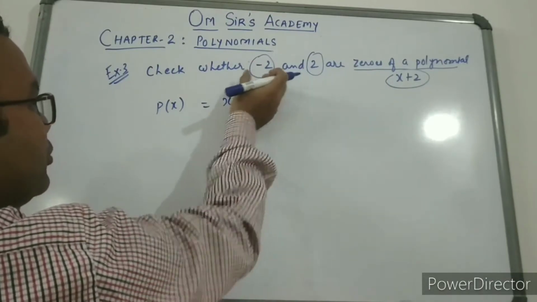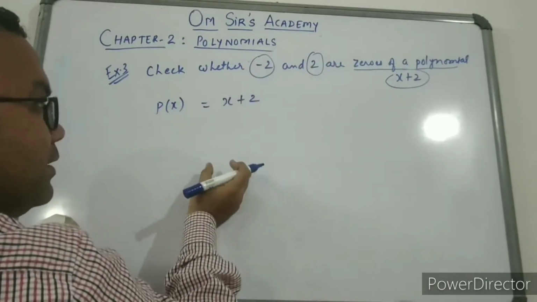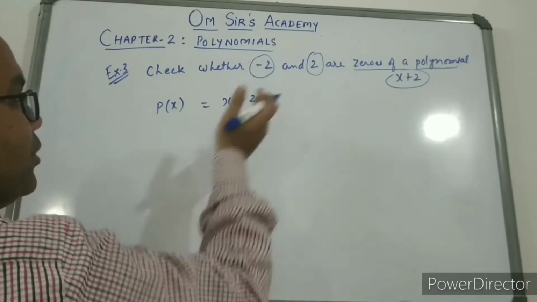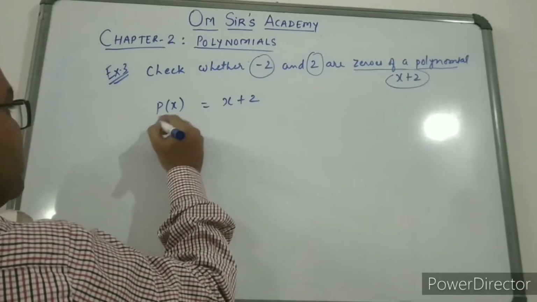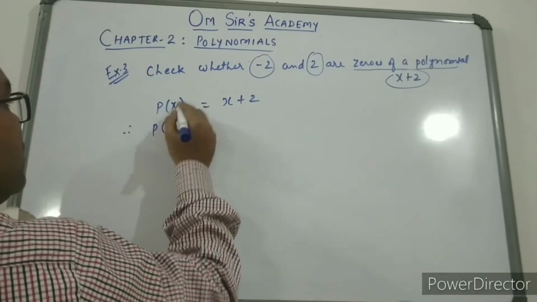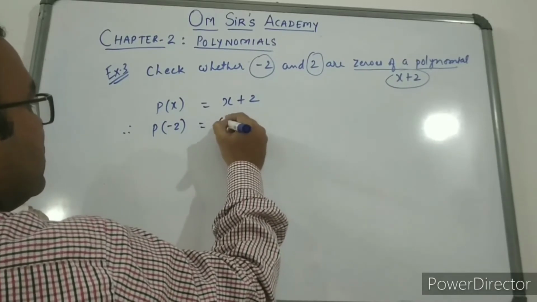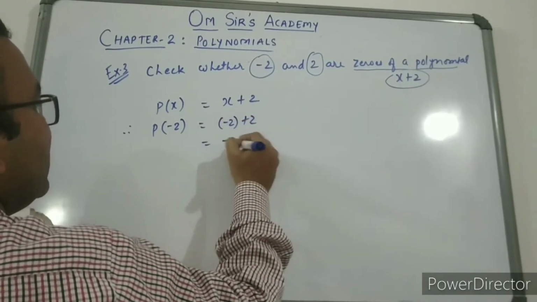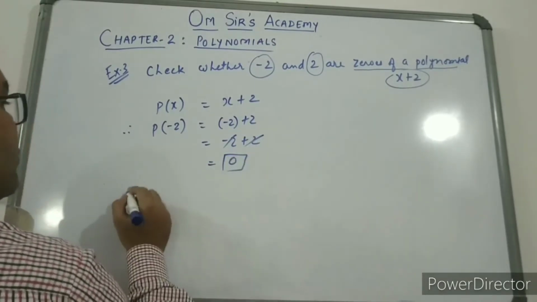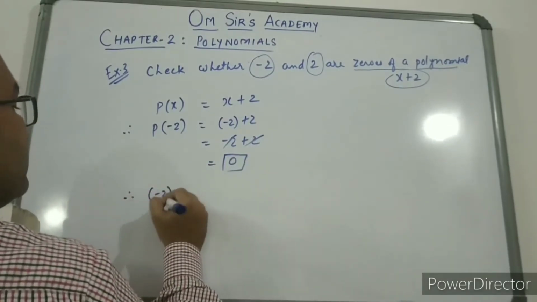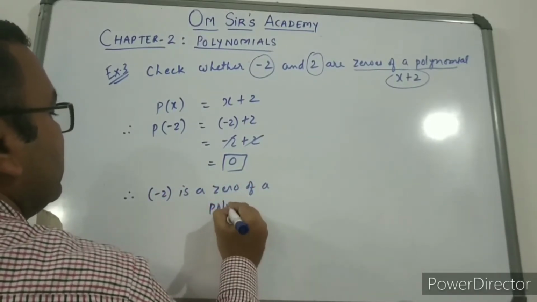So simply I have to put the values minus 2 and 2 in this variable x. If I get the answer 0, then it is a 0 of the polynomial. And if I don't get the answer 0, then it is not a 0 of the polynomial. So let us do this. First of all, we substitute the value minus 2. That will be minus 2 plus 2. Both will cancel. Answer is 0. So therefore, yes, minus 2 is a 0 of the polynomial.